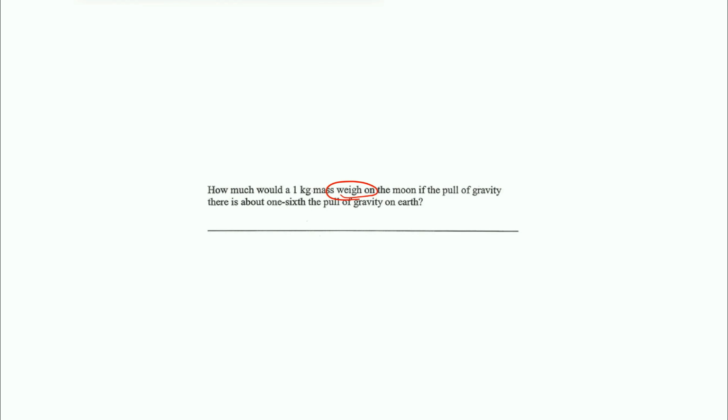So here we have a 1 kilogram mass. What would it weigh on the moon if the pull of gravity is 1/6 of what it is on Earth? Well, it would still weigh 1 kilogram because its mass would still be 1 kilogram. Now, if the word has a T on the end, weight, well, now we're talking a force measured in newtons. All right, but as this question is written, it just says, what would it weigh? It would weigh 1 kilogram. That refers to how much mass there is.